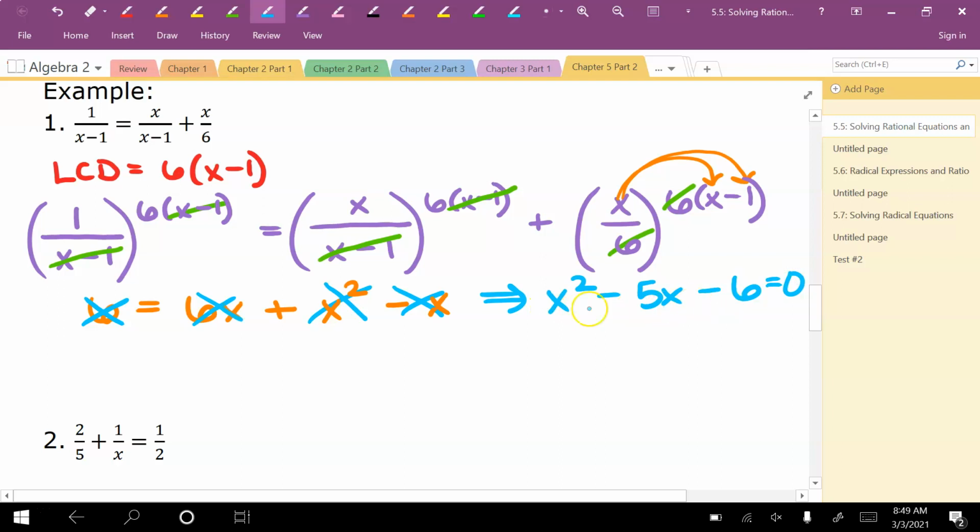Like I said, because we have x squared, we're going to want to try to factor this. So can you guys think of two numbers that multiply to a negative 6, add to a negative 5? Okay, so positive 6, negative 1. Then I set those equal to 0. What are my two answers going to possibly be here for this problem?